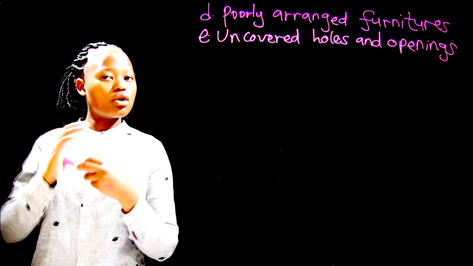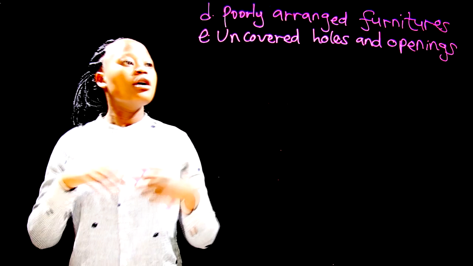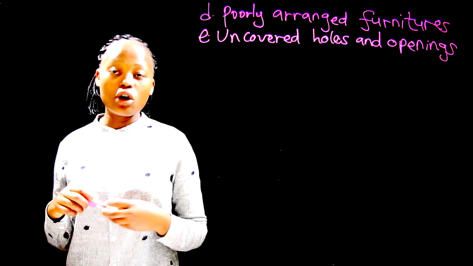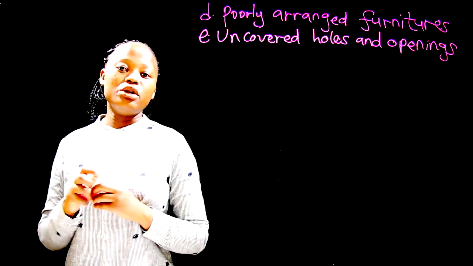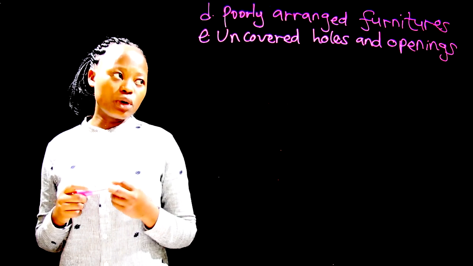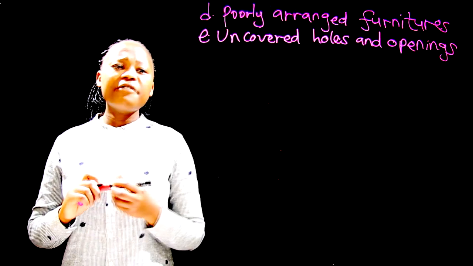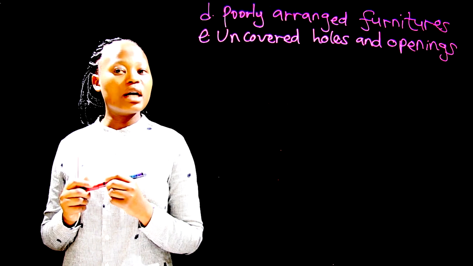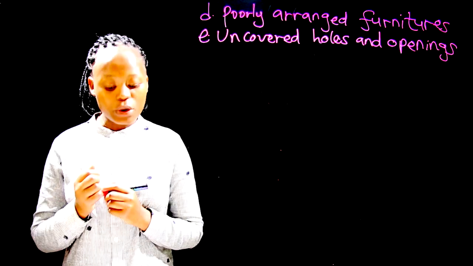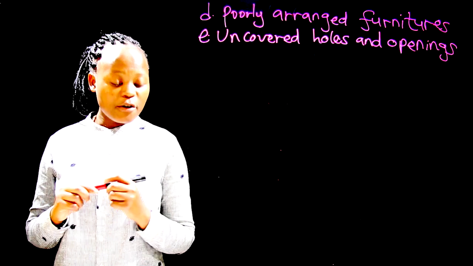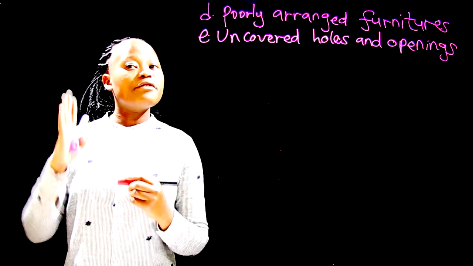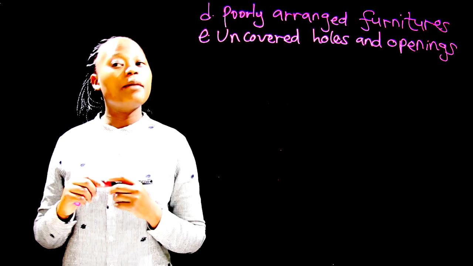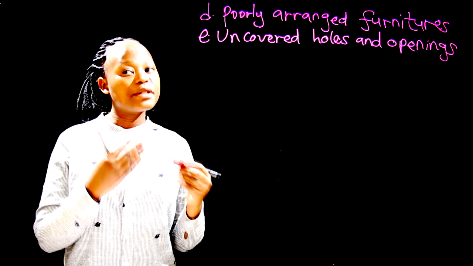So learners, those are the causes of falls: uncovered holes, poorly arranged furniture. We also have slippery floors, banana peels, and also when you trip or step on an untied shoelace. Now, after we've looked at the causes of falls, I want us to look at how we can prevent ourselves from falls. Remember, I've told you that safety education is all about learning the skills and knowledge that can help us to keep safe at home.